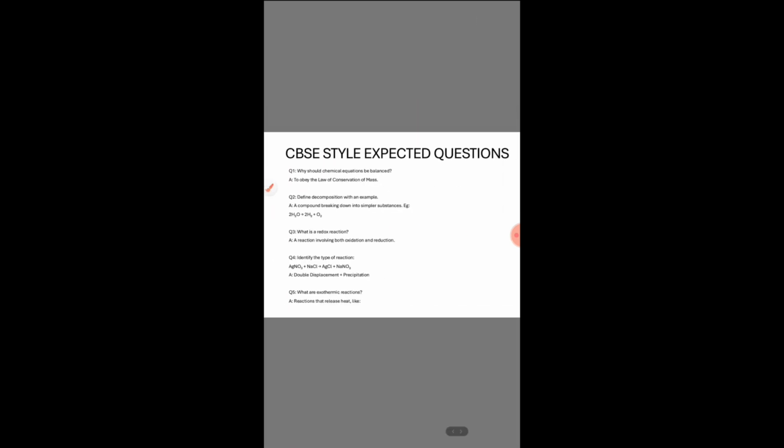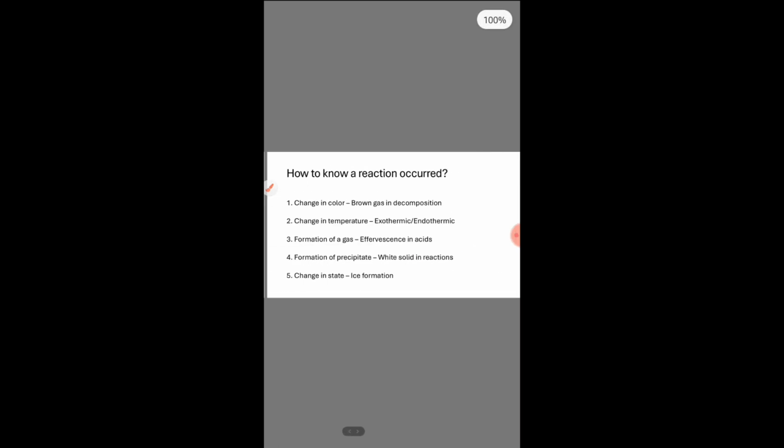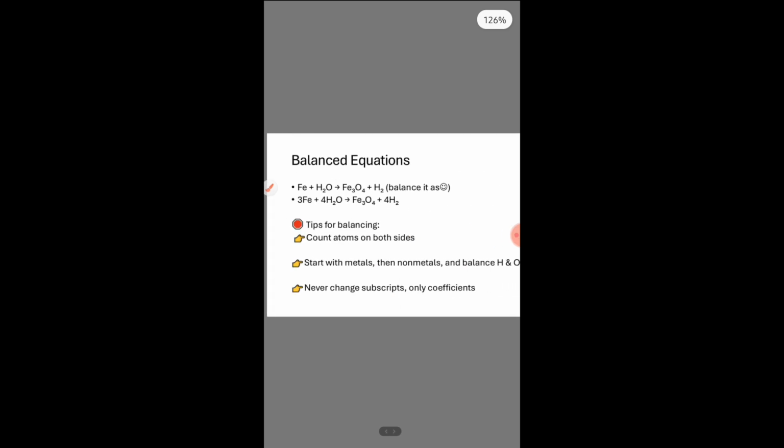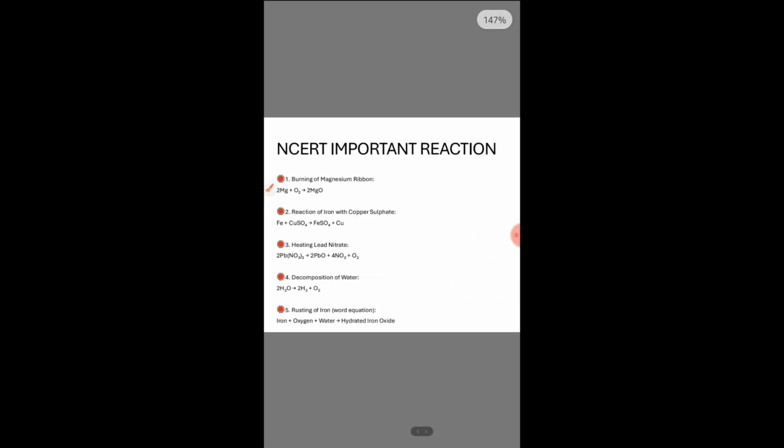Then next are CBSE style expected questions. Why should a chemical equation be balanced? This can be asked for a 3 marker. To obey the law of conservation of mass, I have already explained in this session. Then define decomposition reaction with an example. I have explained it here itself, right? Decomposition reaction: a single reactant breaks down into 2 products.